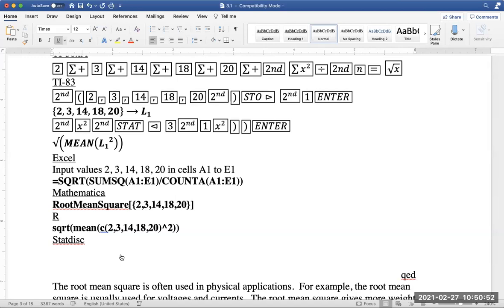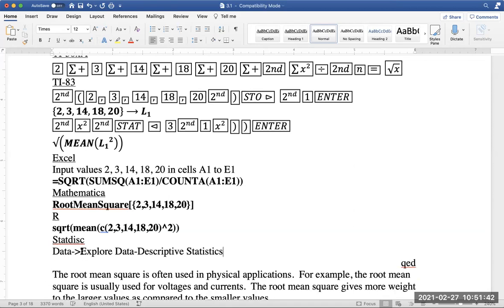I forget how I got it. It was under data, and then explore data, descriptive statistics. Okay, so on StatDisk, you just input your data, go to the data menu, and then click on explore data, descriptive statistics. That gives you stuff.